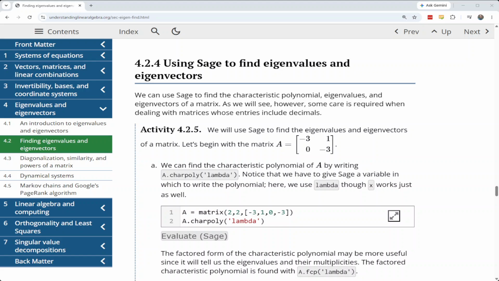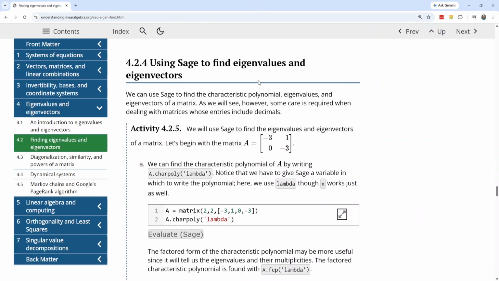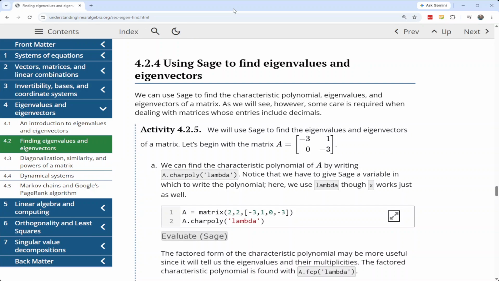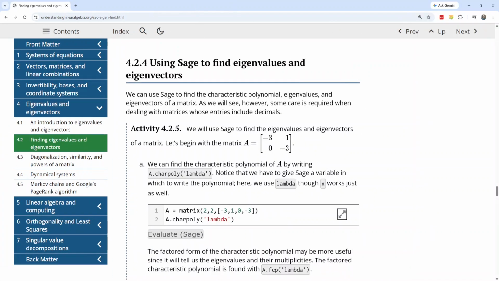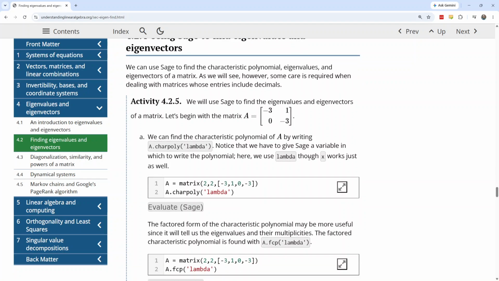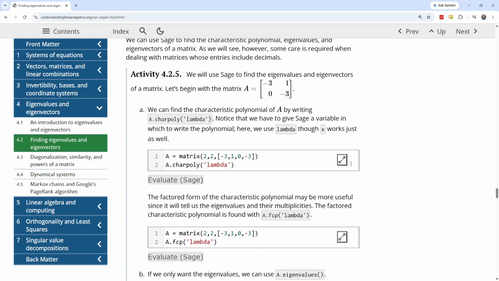So our book includes in this section, section 4.2.4, activity 4.2.5, which has the different ways we can use Sage to find eigenvalues and eigenvectors. There's not really a built-in way in your graphing calculator or that linear algebra toolkit I've shown you to find eigenvalues and eigenvectors. Wolfram Alpha is a tool that you might be familiar with that is free and available online that can do this.